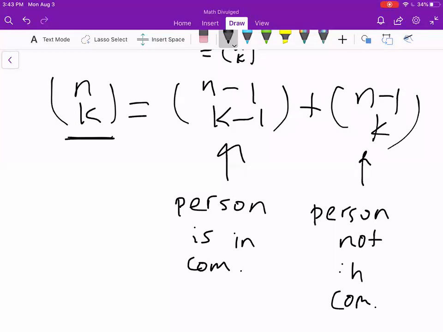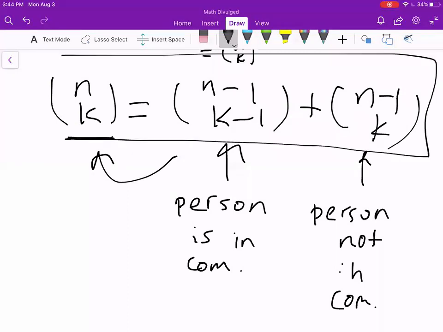And these two cases together form this case here, because he's either in the committee or he's not in the committee, and there's no other case than that. We're not overcounting, we're not undercounting. And therefore, we get this relation proven. We proved it by a combinatorial argument. So next, let's go over the hockey stick identity.